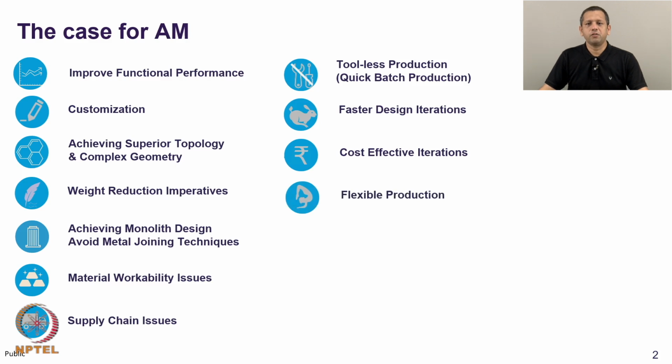Additive manufacturing offers flexible production. That means we can make the part where we need it. We can make a small section of a large part. We can make it on any given substrate and so on.